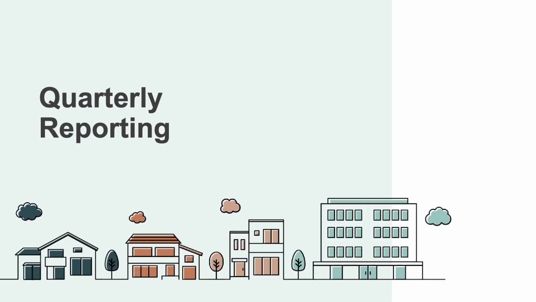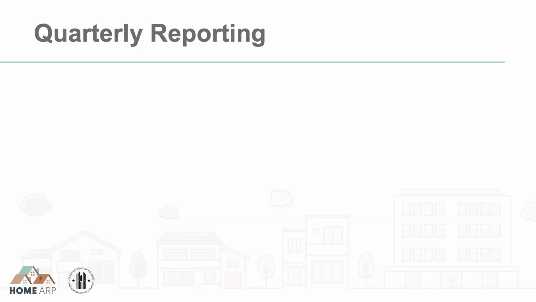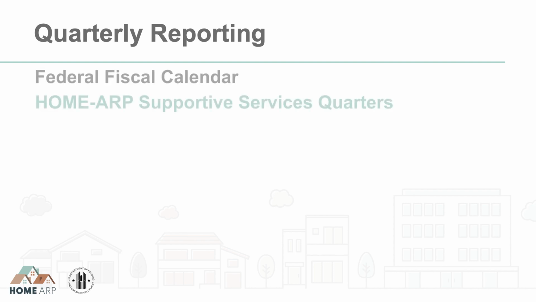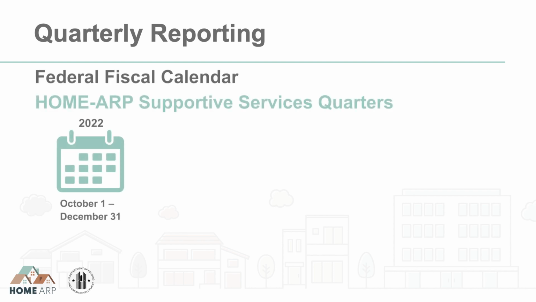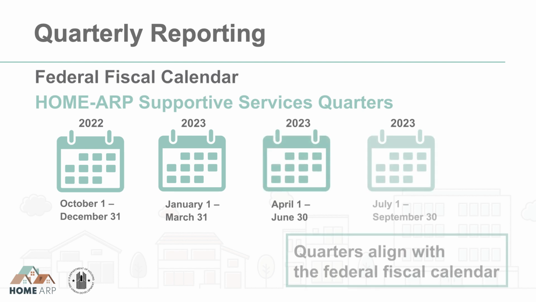The HOME-ARP notice requires the PJ to submit accomplishment data for its supportive services activity on a quarterly basis. First, we'll go over a few key points to keep in mind about quarterly reporting. Then we'll clarify these points with a demo in IDIS. The first key point is that quarters align with the federal fiscal calendar. For example, the first quarter of the 2023 federal fiscal year is October 1, 2022 through December 31, 2022.